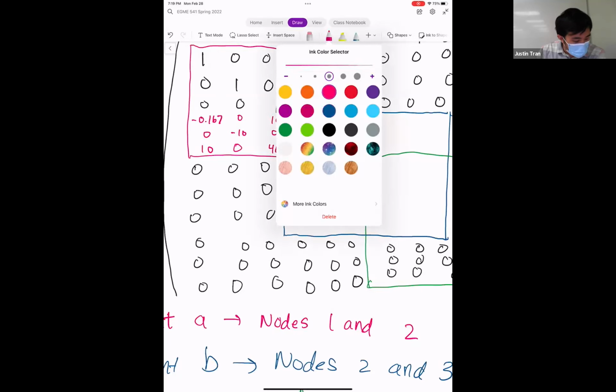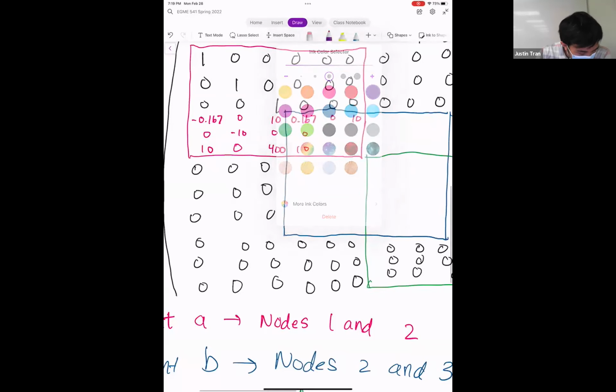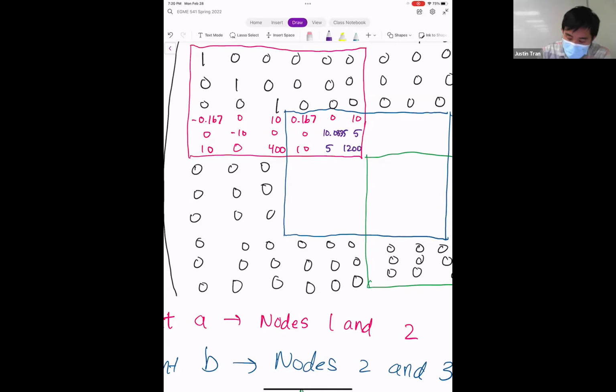Then we have the entries that overlap with element B. Luckily, we don't have that many overlaps because they're at 90-degree angles. So we have a 0.167 here, 0, 10, 0, 10. Then we start to have some overlaps here. And so we have a 10.0835, we have a 5, we have a 5, and a 1200 here. Let me make it a bit bigger.